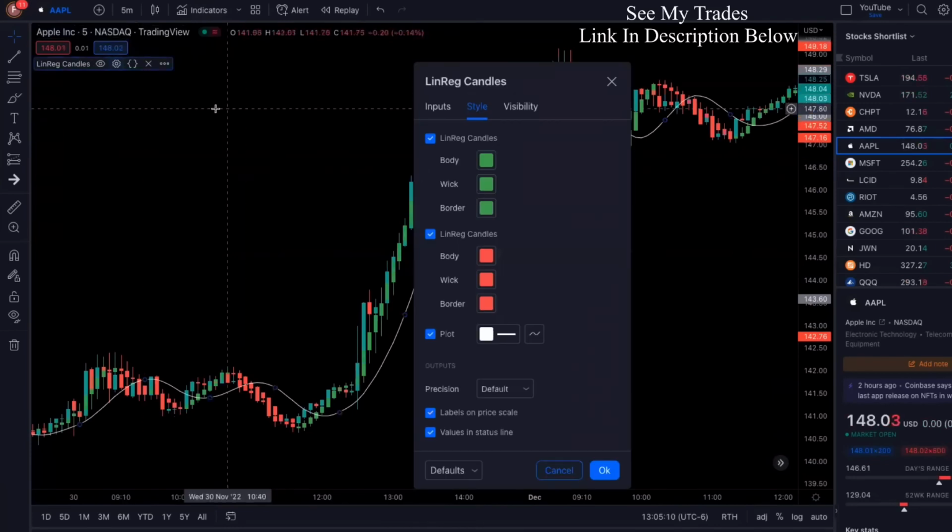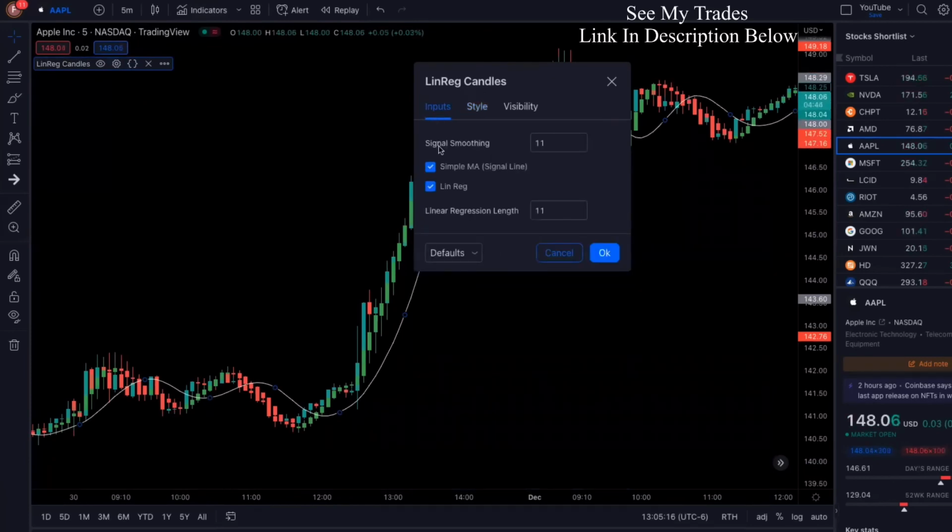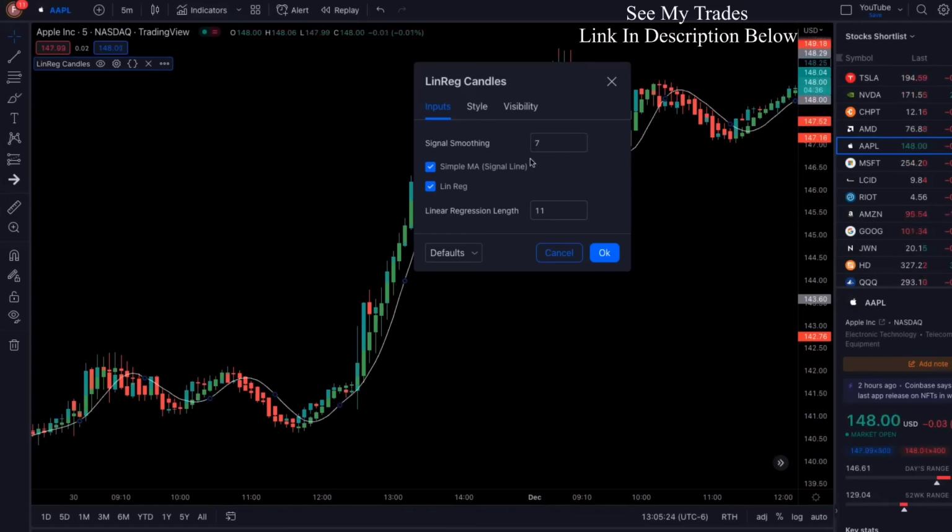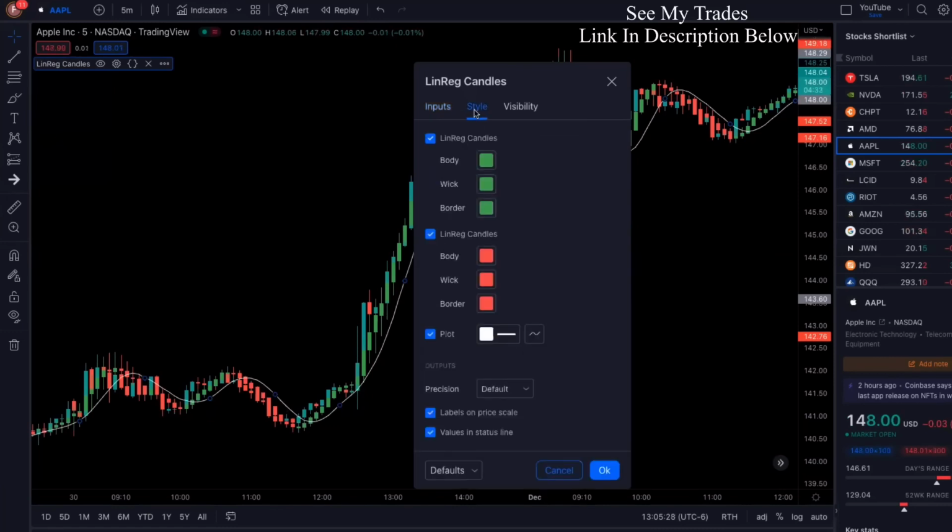We're going to go into settings on this cog, click on input. We're going to change the signal smoothing from 11. We're going to move it down to 7. Okay, so 7. And then we're going to go into style.